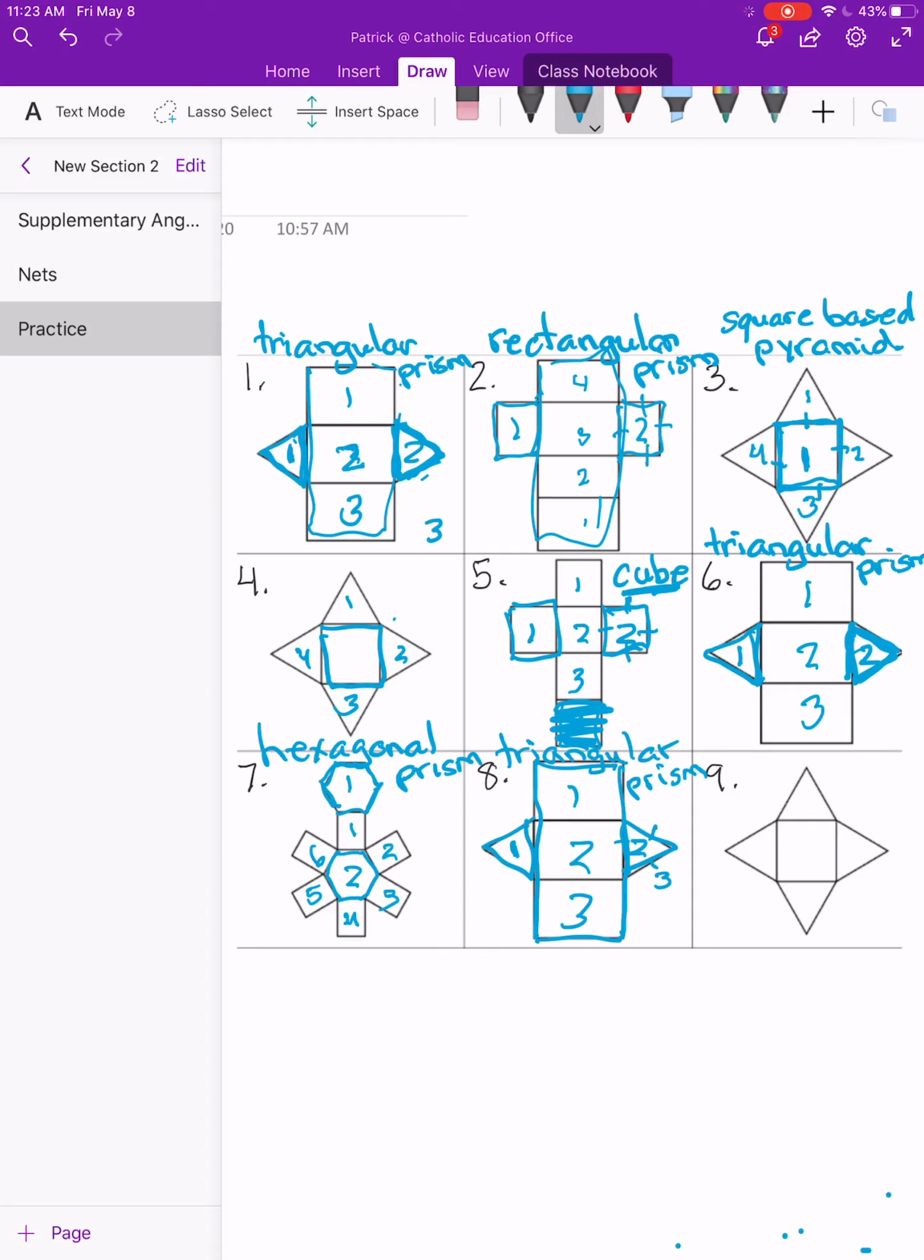And then the last one. Pause the video, draw this out, label it, and then come back and see me. All right, the last one. Well, we see one shape, and then the rest are triangles. So I've got a square here, and all the rest are triangles. So this is going to be a pyramid. What kind of pyramid? Well, the base, that one shape, is a square. So this is going to be a square-based pyramid. Awesome job, guys.